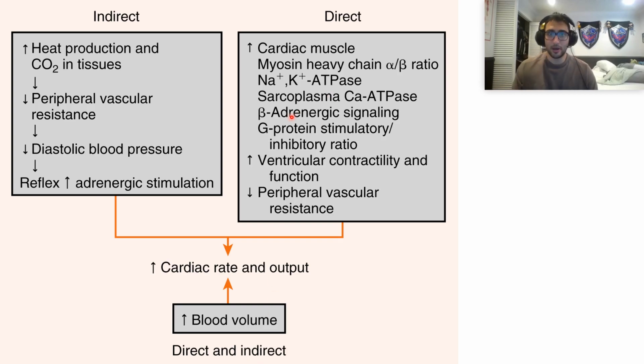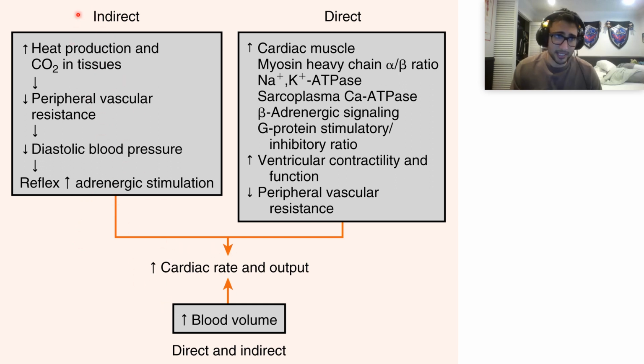So there's a lot going on here, and a lot of it is related to cardiac physiology, so I'm not going to belabor the point. I am encouraging you to go back to cardiac physiology and to review what these things would cause, but I'm going to keep things big picture. When you produce heat, that's going to decrease the peripheral vascular resistance. That's going to decrease the diastolic blood pressure, okay? And as a result, there's a reflex in the body that increases adrenergic stimulation. And a part of that reflex will increase cardiac rate and output. So that's the indirect arm of the thyroid hormone response.